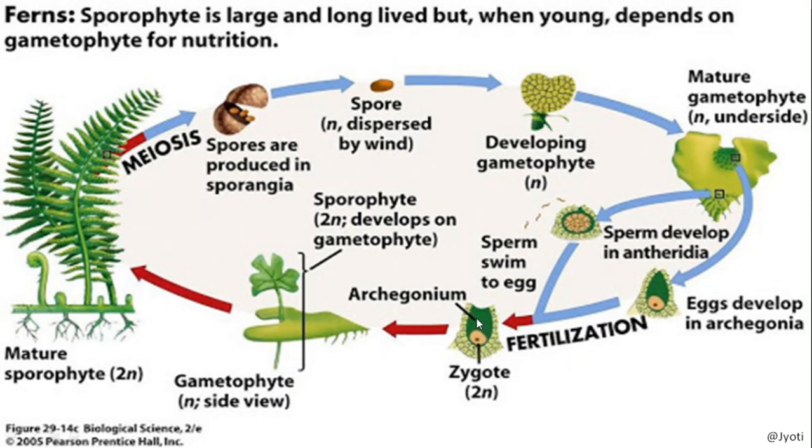A large number of sperm cells may enter into the archegonium, but only one sperm cell will fertilize the egg, and that produces the zygote. The egg cell is haploid, and the sperm or antherozoid is haploid. When they fuse, they form a zygote which is diploid.